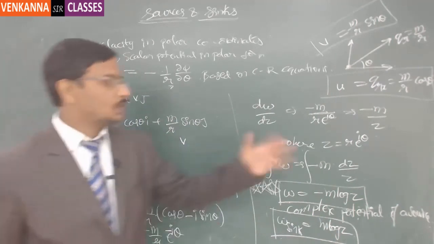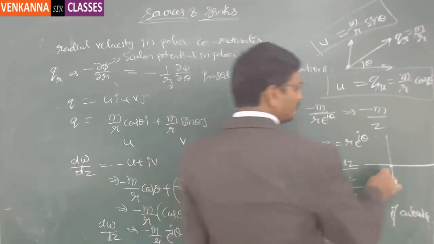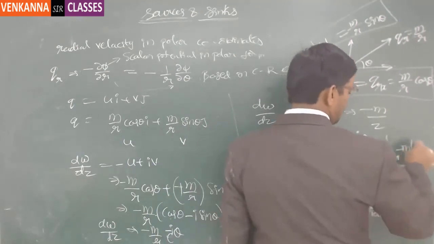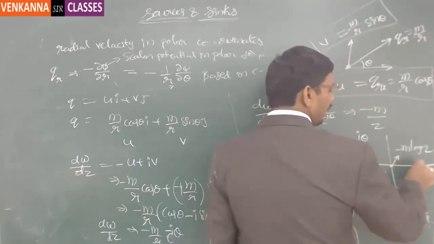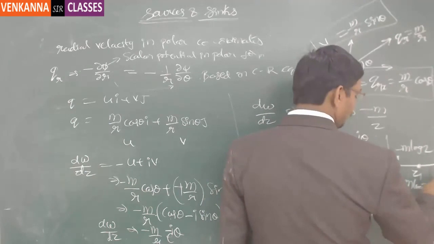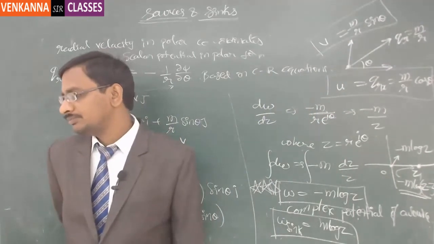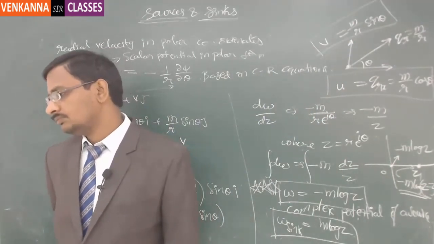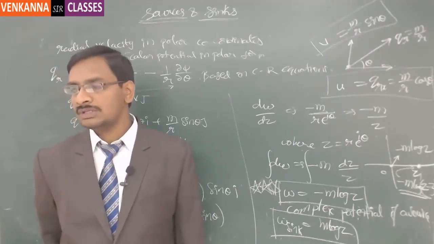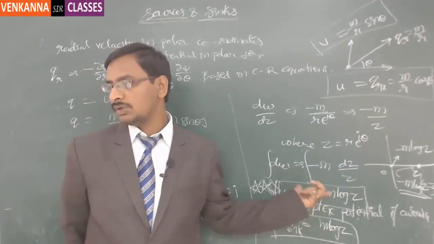Now, if you want to shift the location of the sink or the source: at the origin, if the source is located, then the complex potential is minus m log z. But if the same is located at this point, let us say z1, then minus m log of z minus z1 is the complex potential for a source which is present at z equal to z1. Clear? Any questions? This is very important. You have to memorize this because in multiple locations we are going to use this, and based on this many questions came previously.